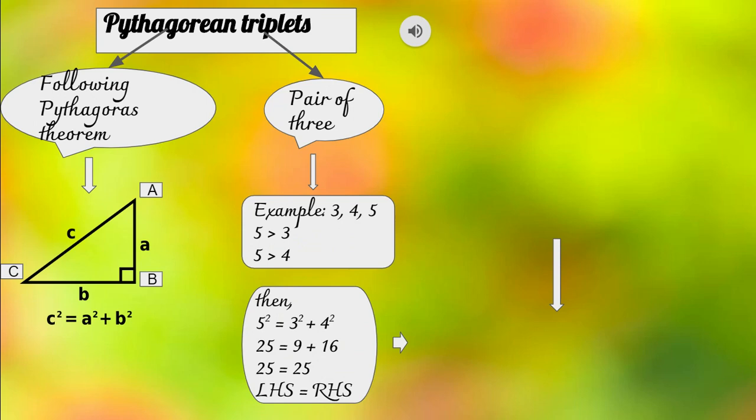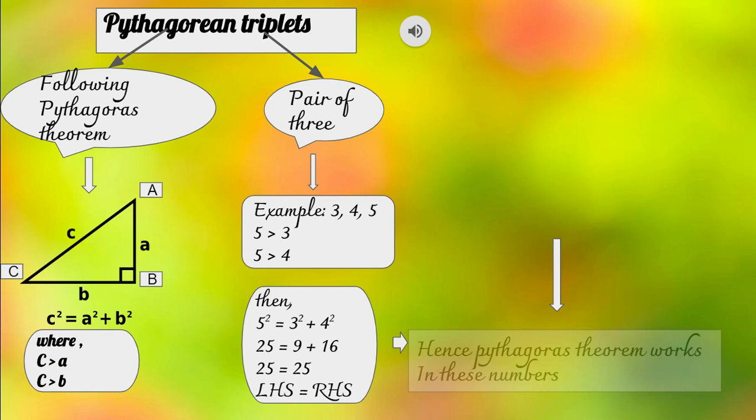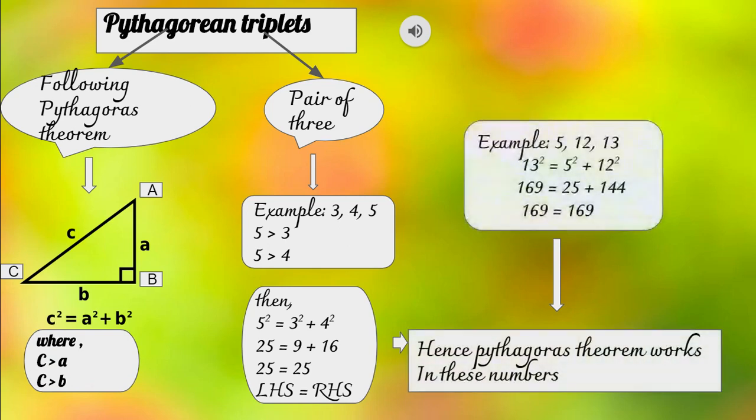Clear? In fact, this is why we also call any three numbers which satisfy the relationship of the Pythagoras theorem a Pythagorean triplet. So let us take another example. Let's say you have three numbers 5, 12, and 13. Do you think they form a Pythagorean triplet?